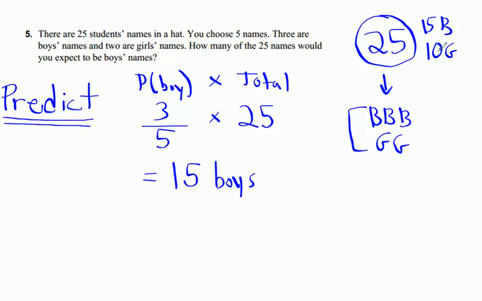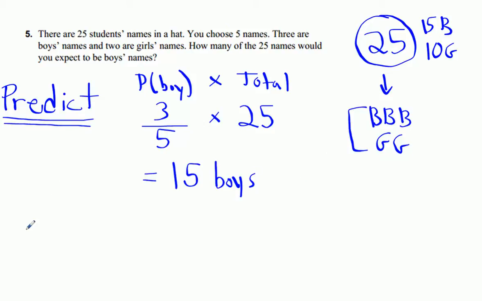Now, why does that make sense? Well, look at it. There's a little bit more boys than girls in my small group. In my big group, there should then be more boys than girls based on my prediction. So I'm doing a prediction. Based on this group, there should be more boys than girls in the bigger group, just like there are more boys than girls in my small group.